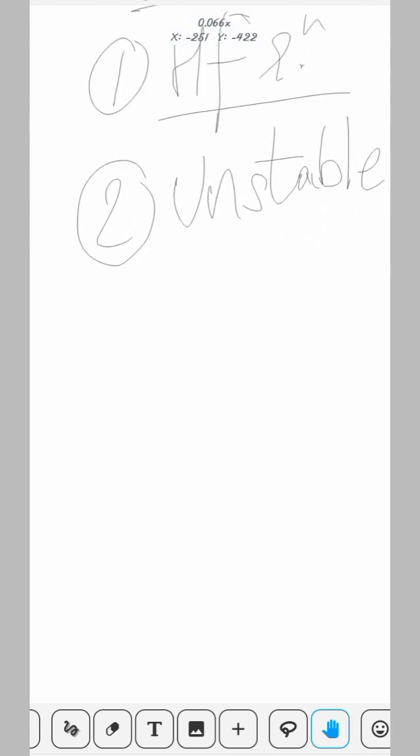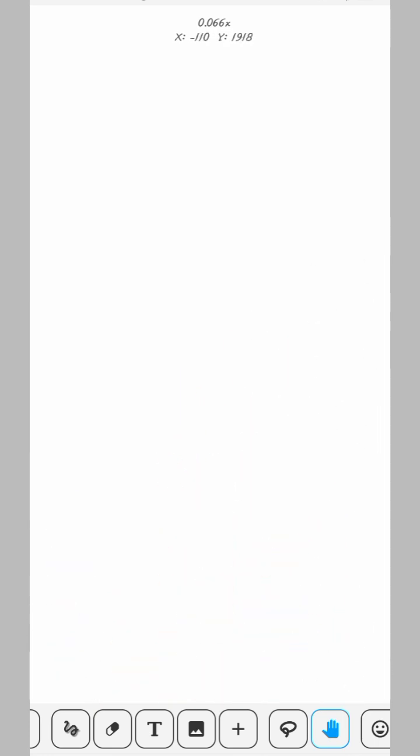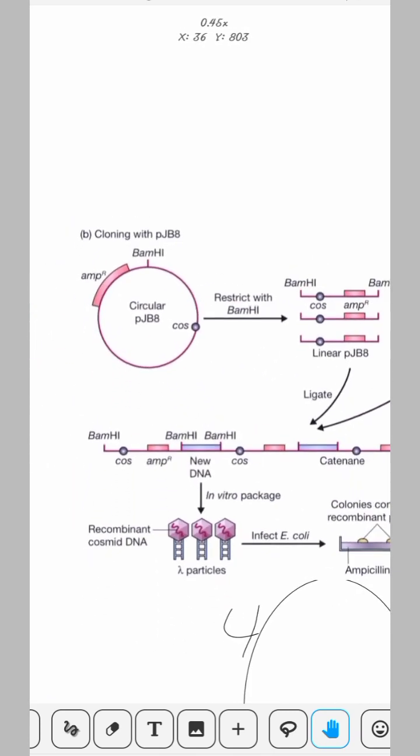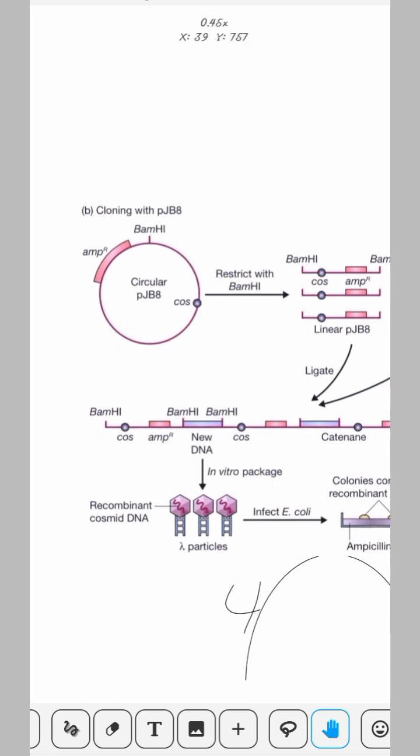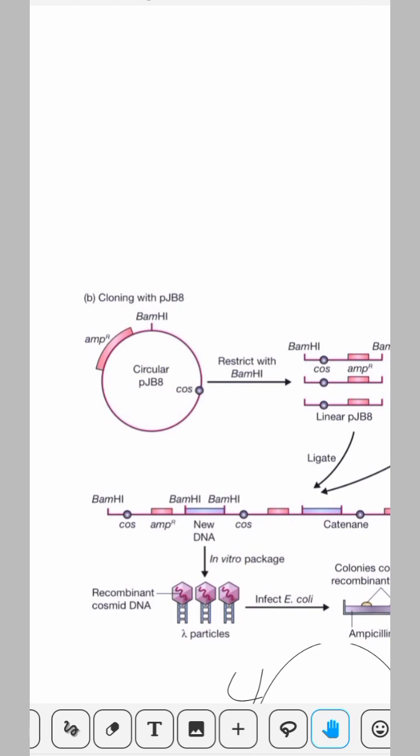Now, we will talk about the cloning experiment with a cosmid. A cosmid is opened at its unique restriction site, like BamHI. Here is the cloning experiment. We are considering an example of a cosmid, pJP8. You can see that the cosmid is opened at its unique restriction site, which is BamHI.